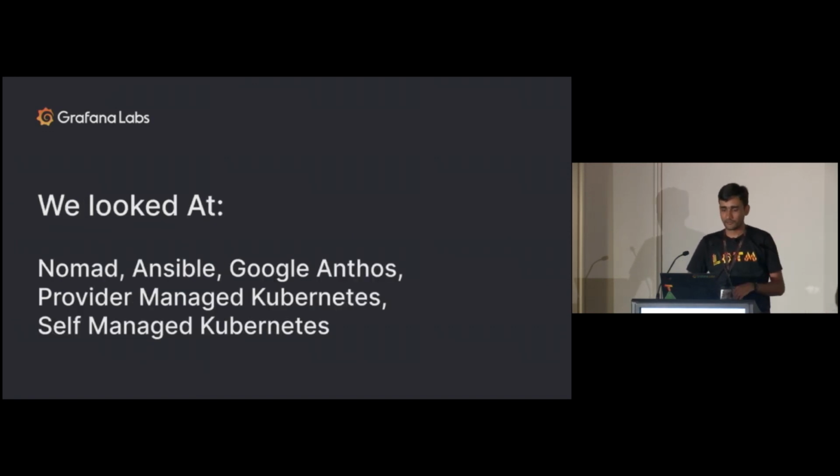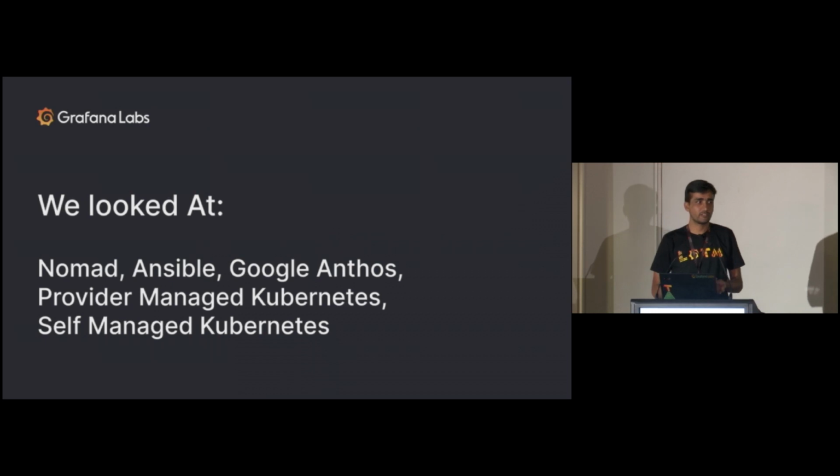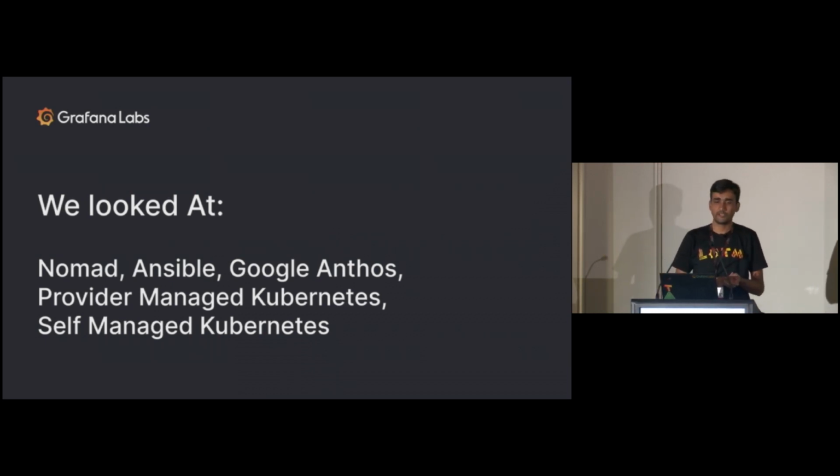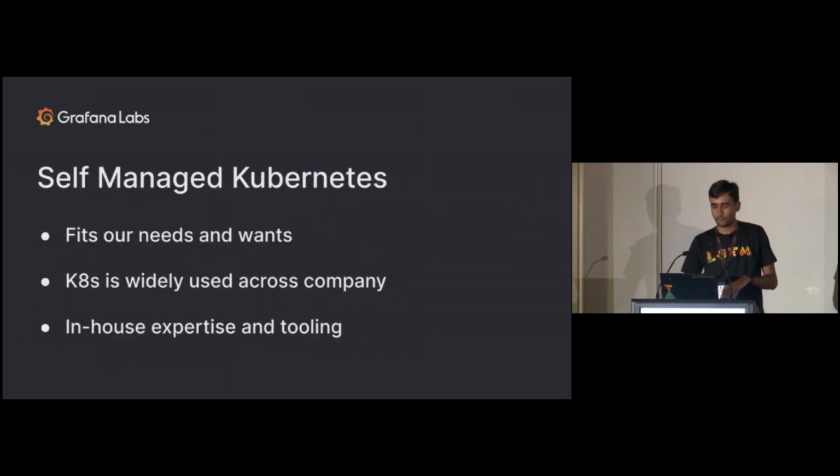So we looked at a bunch of stuff. We could use Nomad, or use Ansible to orchestrate all that. We looked at Anthos also, and didn't really see a fit. And then we also checked whether these providers that we were using have managed Kubernetes. After looking at all those solutions, we found that the best solution is to just run Kubernetes ourselves. We settled with self-managed Kubernetes.